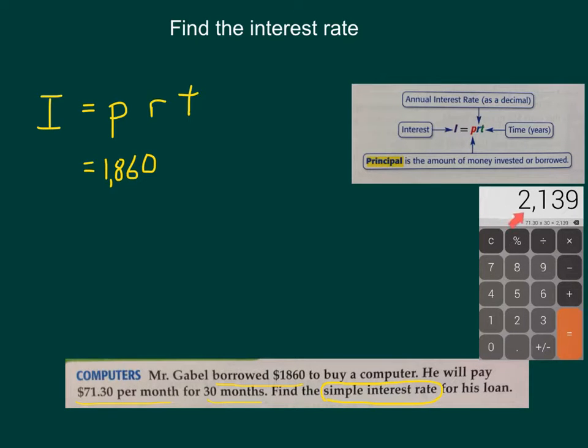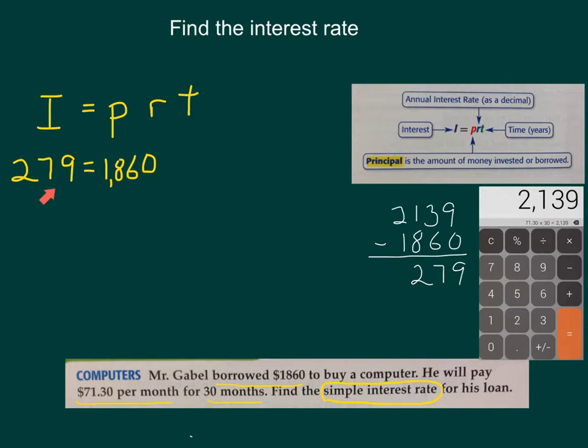So remember, this isn't all interest. This is the total amount paid. We could figure out what the interest is by looking at what was borrowed. So $1,860 was borrowed, and over the 30 months, a total of $2,139 was paid. When I subtract the principal from the total amount paid, I'm left with $279, and that is the interest paid.